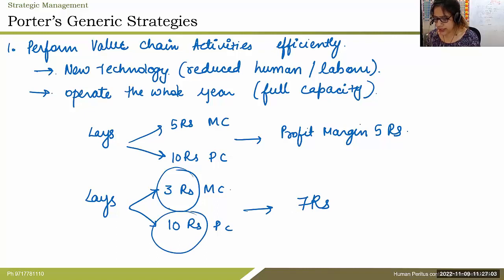So you have become a cost leader also. You have reduced your value chain activities amount. You have started performing the value chain activities efficiently, and then also you are gaining the profit. Profit means that you are gaining the advantage, competitive advantage, making your market presence, right?